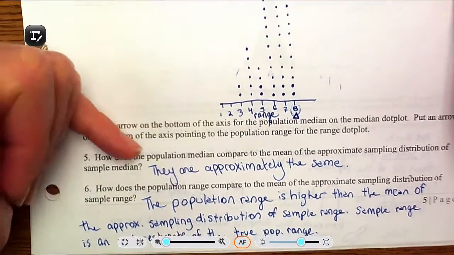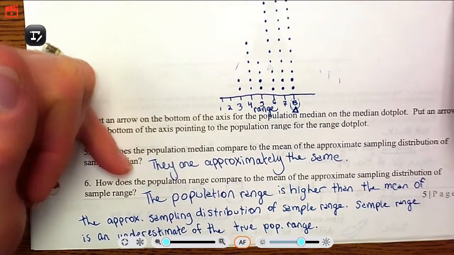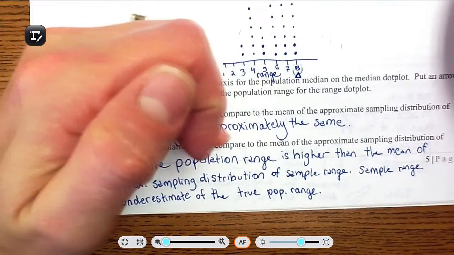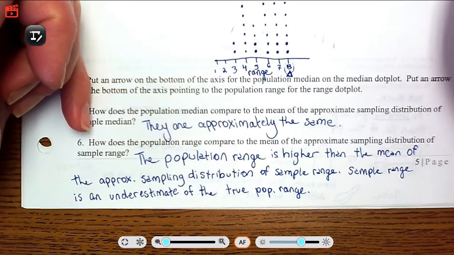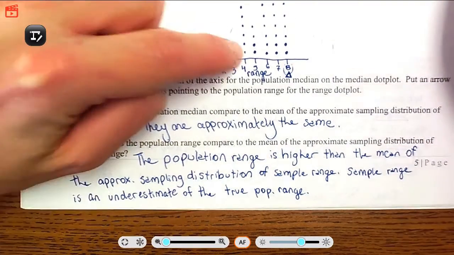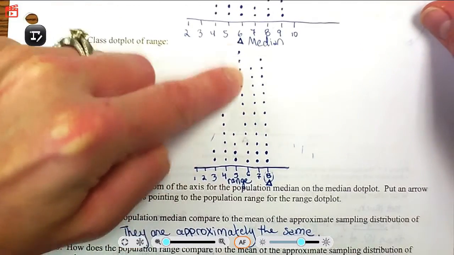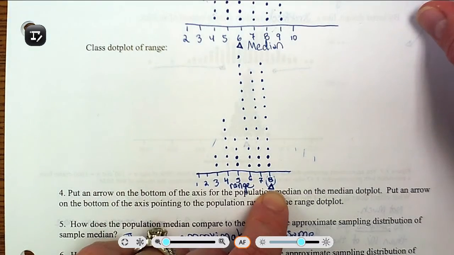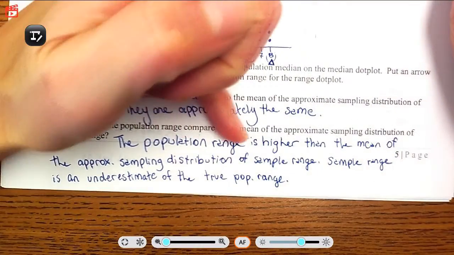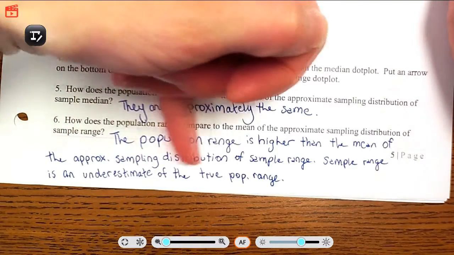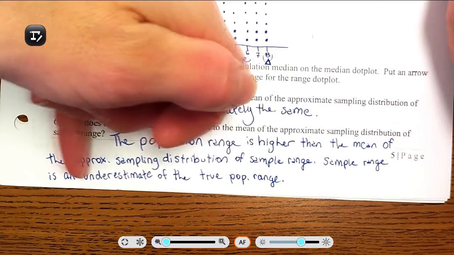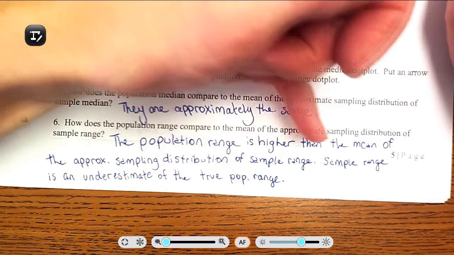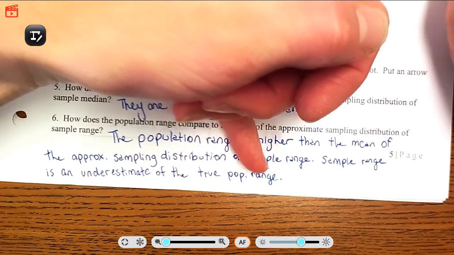The mean is at approximately 6, and that is the true mean of the population. How does the population range compare to the mean of the approximate sampling distribution of sample range? The mean of this might be more like 6-ish or 6.5-ish, but the true population range is 8. So the population range is higher than the mean of the approximate sampling distribution of sample range. Sample range is an underestimate of the true population range.